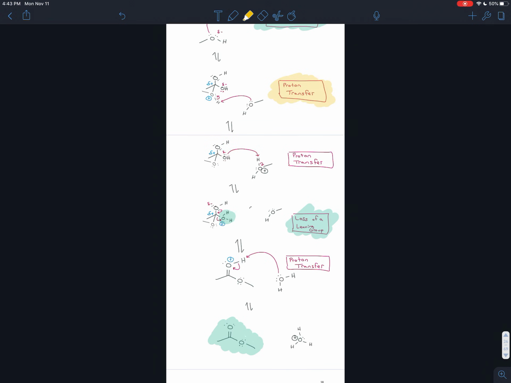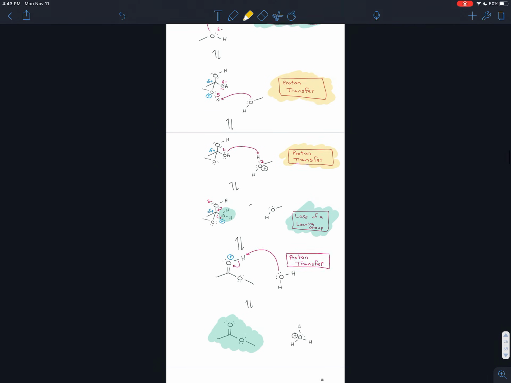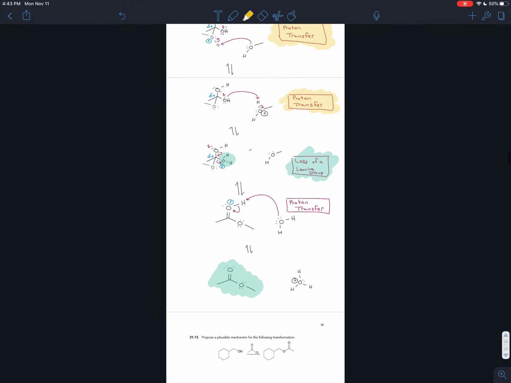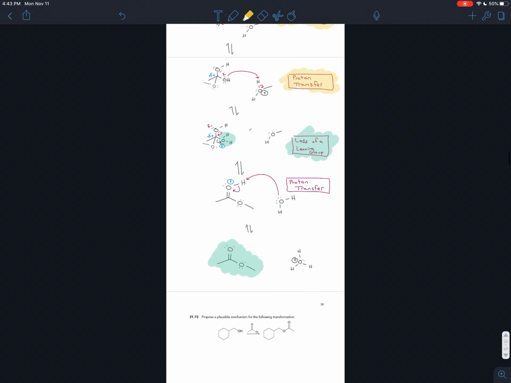Next, we wanted our leaving group to leave, but it was a bad leaving group. It was not reactive enough. So we wanted to make it more reactive. You can change the reactivity of things by doing a proton transfer. We put an H+ on it to make it more reactive. Once we had that there, we did the loss of a leaving group. And after the leaving group left, we still had a positive charge on the molecule.